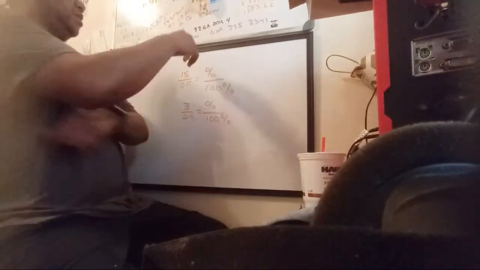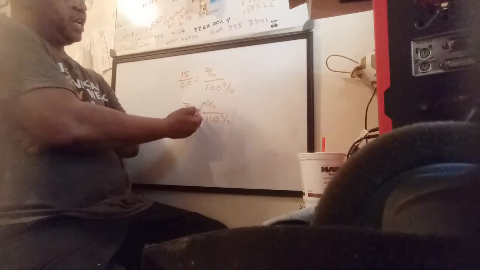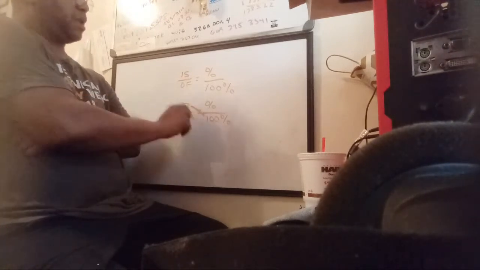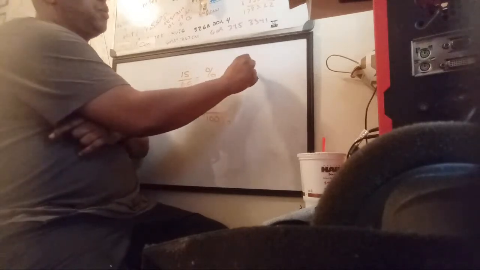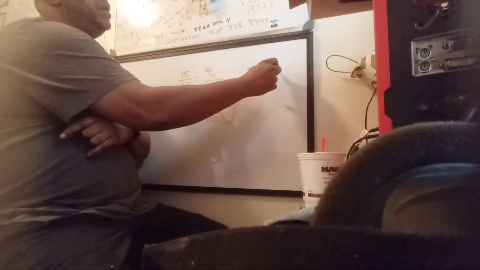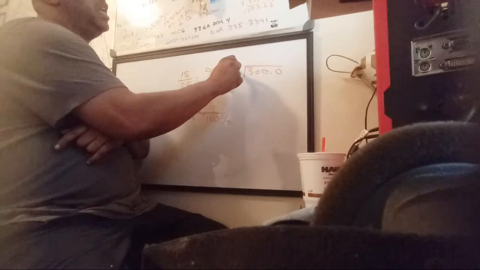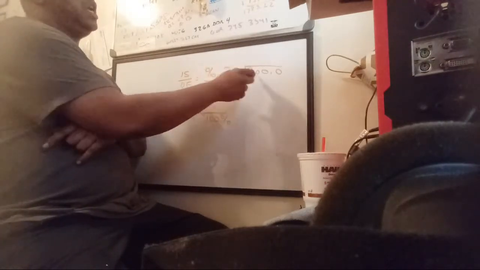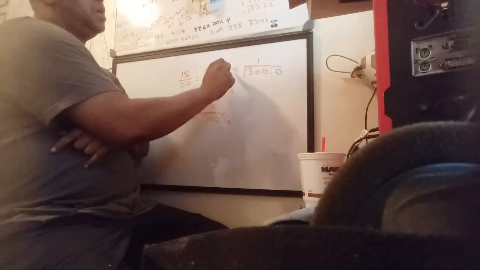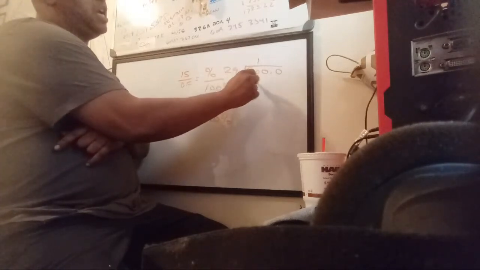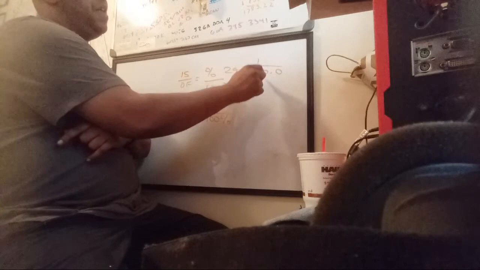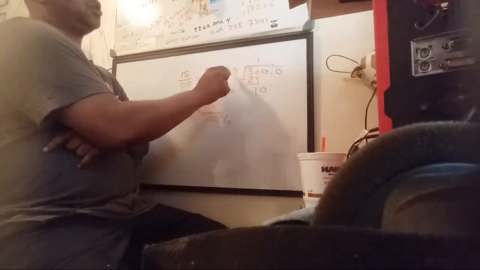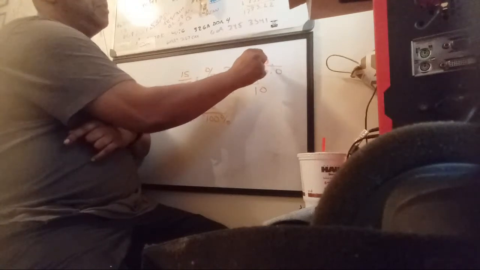Once you set it up, you have 3 over 29 equals our unknown percent over 100%. You're going to immediately cross multiply the 3 and the 100, which will give you 300. I put 0.0 for accuracy. 29 is going to go on the outside. 29 can't go into 3. 29 can go into 30 one time. 29 times 1 is 29. We subtract, we get a 1. Then the 0 drops. 29 cannot go into 10, so 29 goes into 10 0 times.